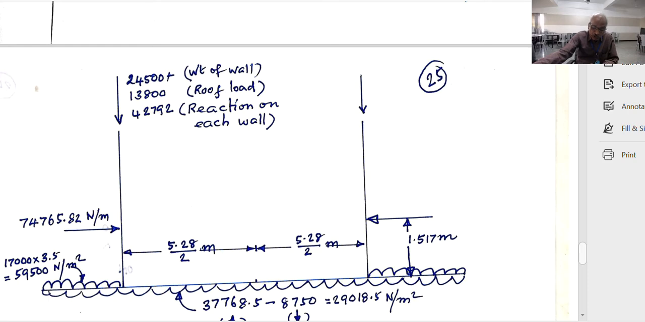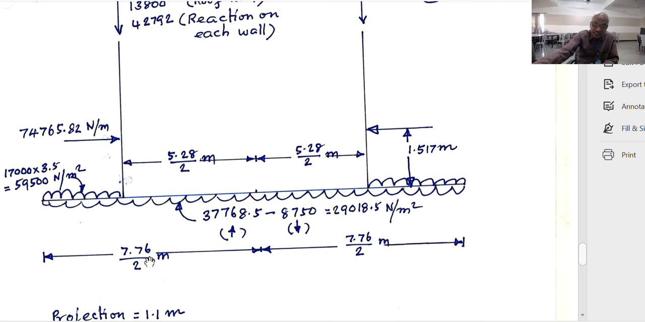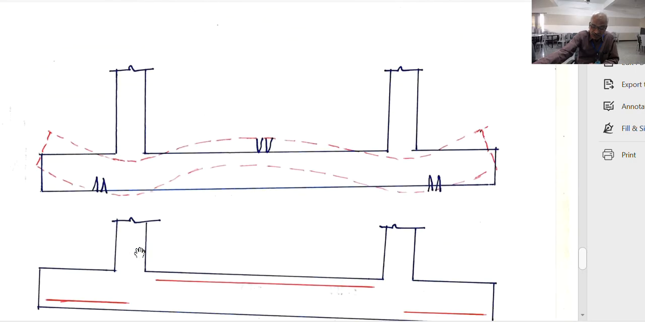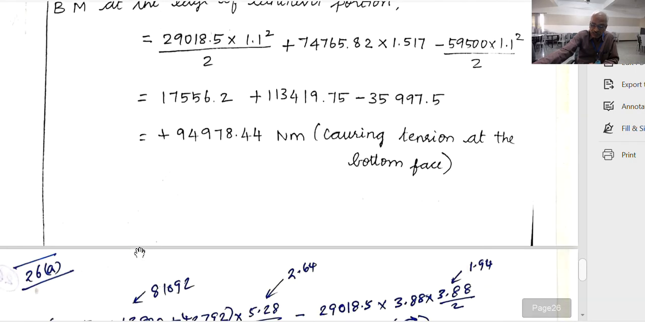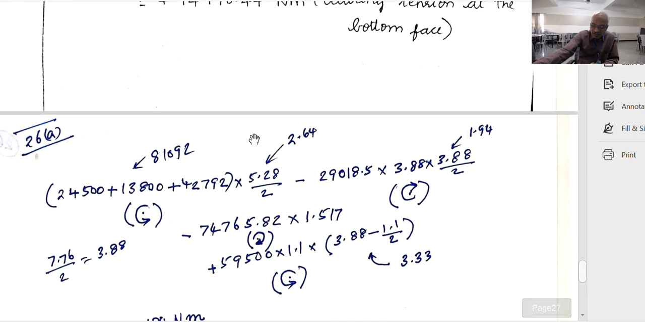Right. Now coming to this UDL, this UDL will cause the opposite moment, namely of 29,518.5 into 7.76 by 2 into 7.76 by 4 of the distance. So this calculation is shown in a simplified form. Therefore, if you read it once or twice, the viewers can understand. Concept is important, but for doing problems, calculation is also important. Yes, this is the one.